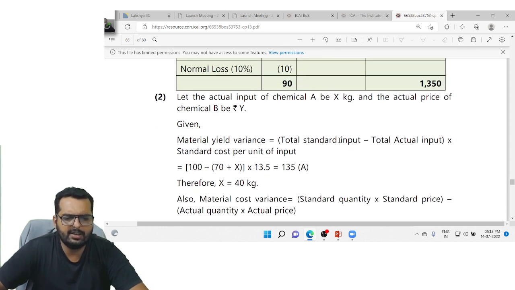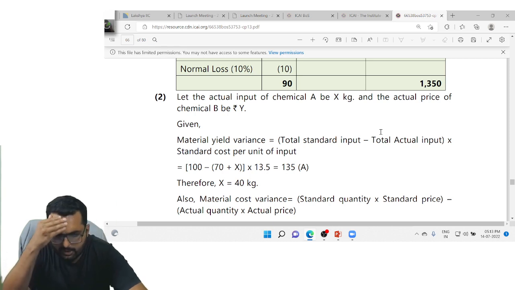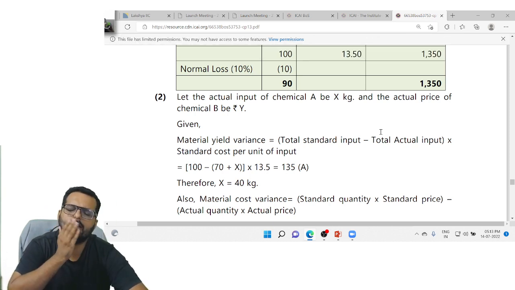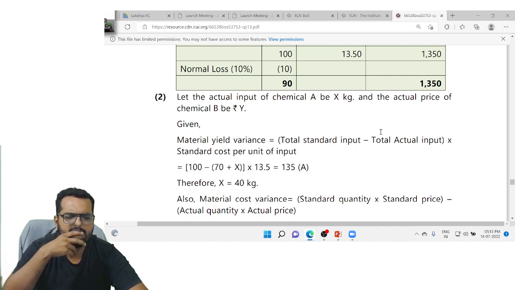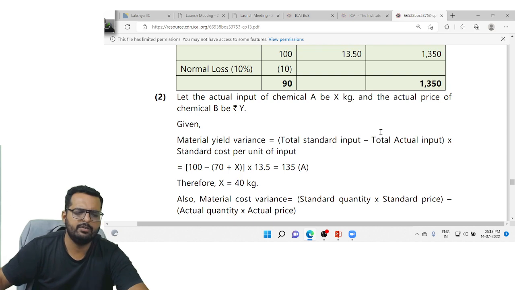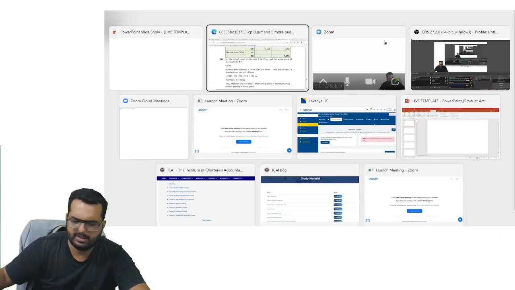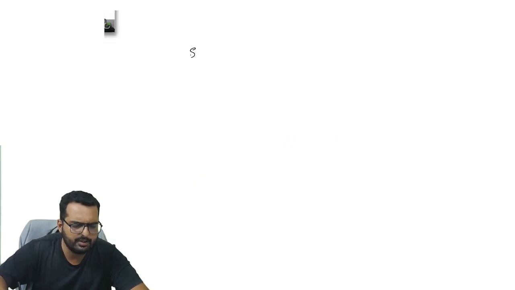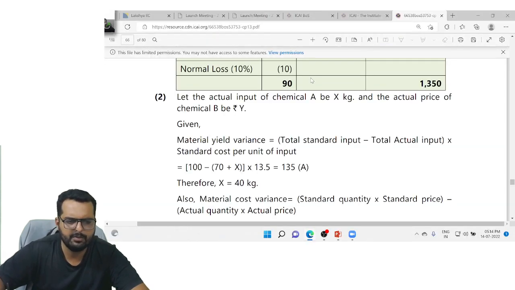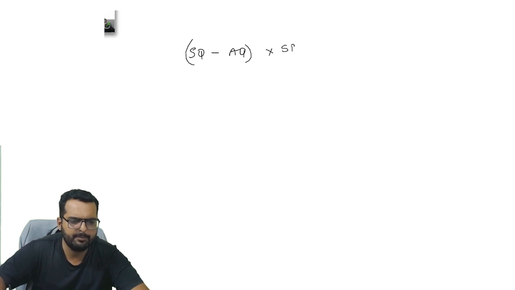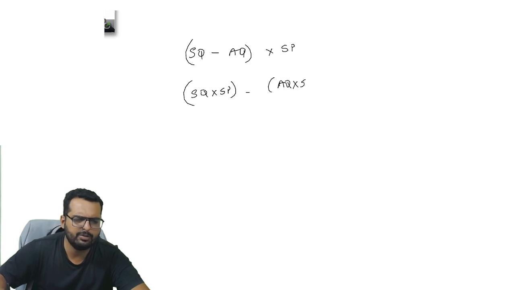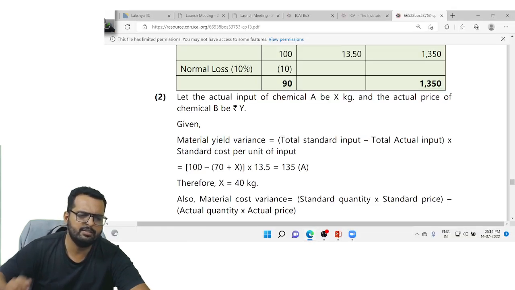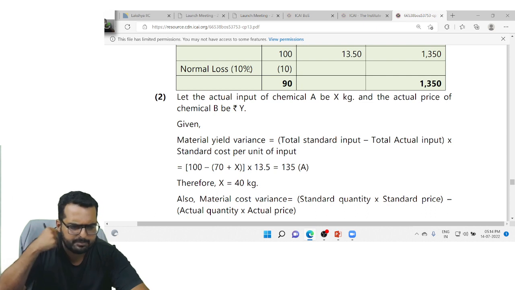Material yield variance is standard input minus actual input, that is SQ into SP minus the last one is RAQ into SP, right? Wait. What have they used as the yield variance? Standard input SQ minus actual input AQ, correct? Into SP. So that is SQ into SP minus AQ into SP. So that is not yield variance, that is the usage variance, right?